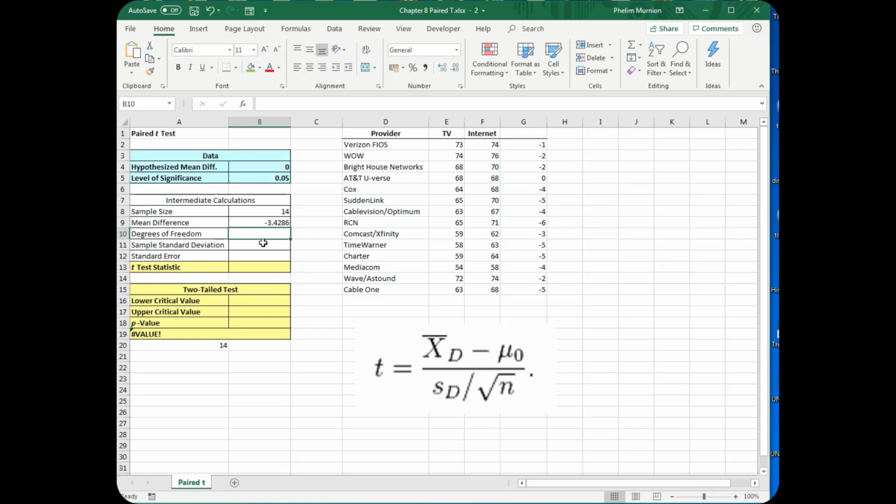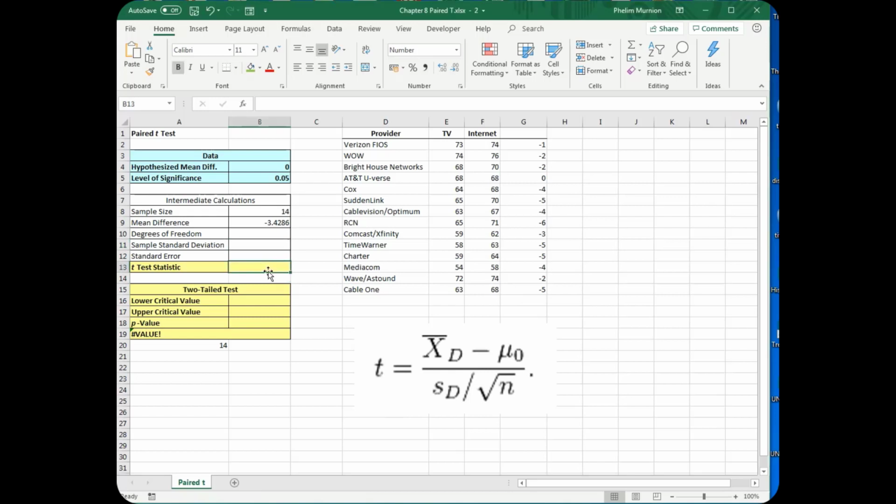The degrees of freedom is just the count minus 1, so it's sample size minus 1. The standard deviation is the standard deviation of these figures. And the standard error is just the standard deviation divided by root n. Right? So that's easy. Then the sample statistic is just this t calculation. You put that in there. So the t calculation goes in here once you've calculated these other elements.